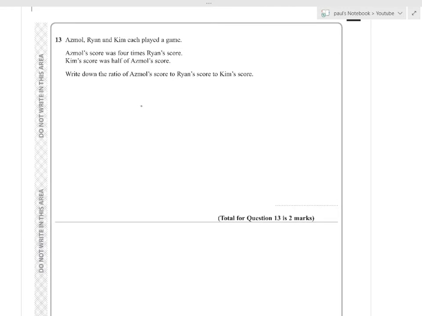Asmal, Ryan and Kim play a game. Asmal's score was 4 times Ryan's. Kim's was half of Asmal's. So we're going to do Kim. I'm going to call her 1. She was half of Asmal's, so Asmal was maybe 2. And Asmal's was 4 times Ryan's, so Ryan, for a quarter of that, is a half.